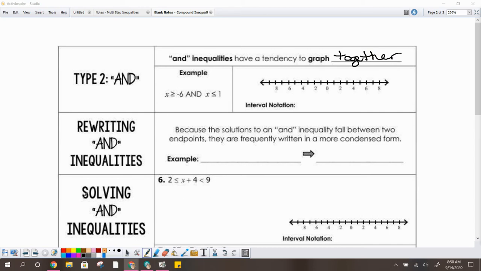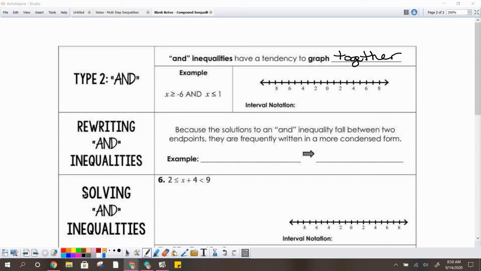All right, so our example is x is greater than or equal to negative 6 and x is less than or equal to 1. So in this case, we're not going to have 2 separate graphs. We're going to have just one graph and it's going to connect. So what I'm going to do is show you what this would look like if you graph them as 2 different inequalities on one graph. But then I want to show you what the final answer actually looks like.